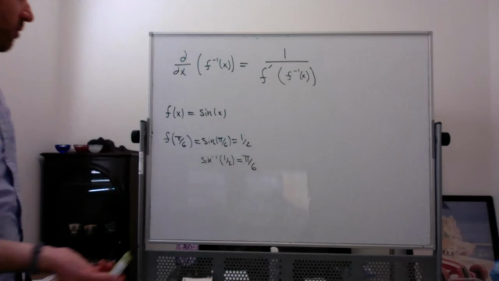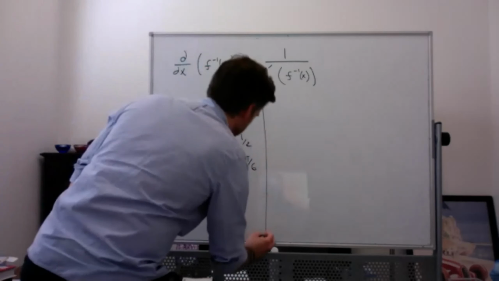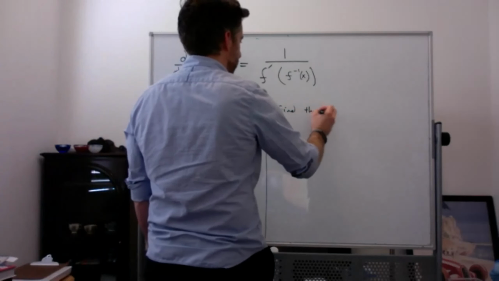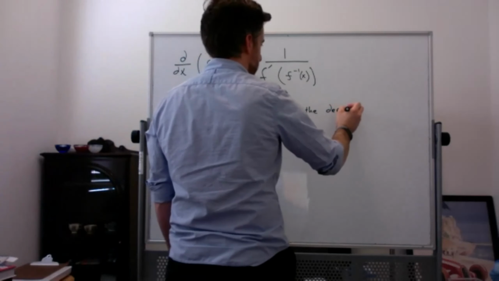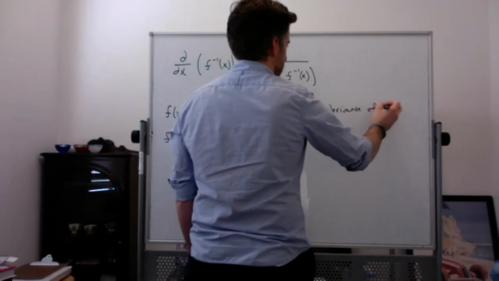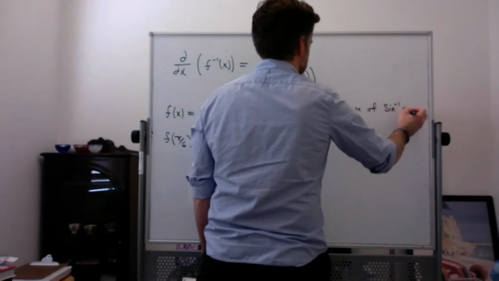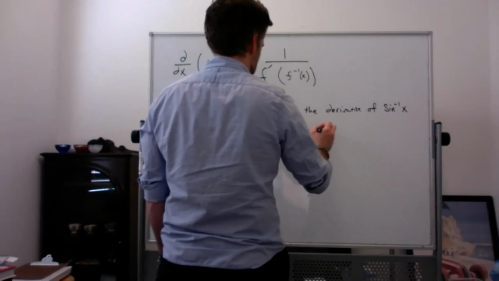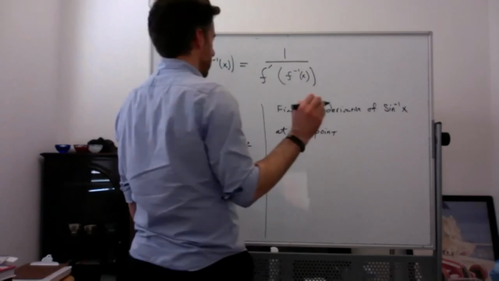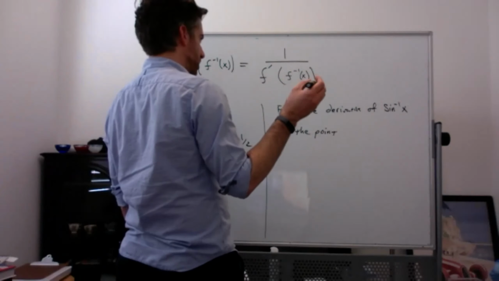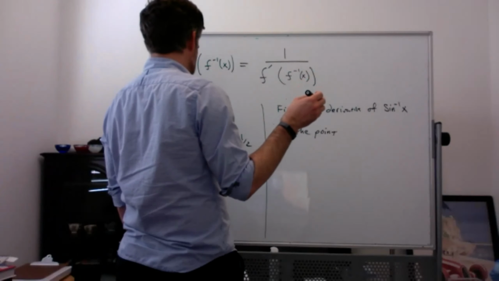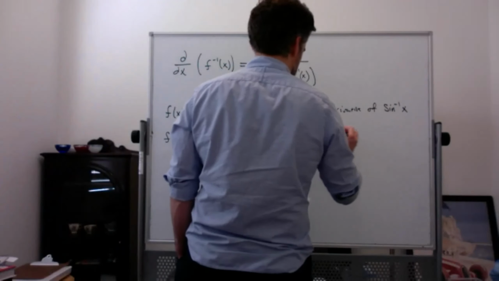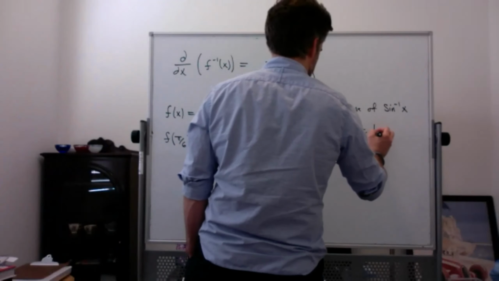Okay, so what I want to do with this is find the derivative of the inverse sine function at the point x equal to 1/2. Sorry, I have to think for just 1 second here.